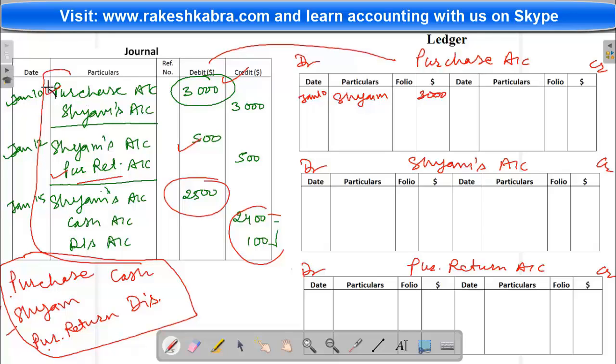Posting completed in which account? Purchase account. Now I have to make posting in which account? Shyam's account. The next account is Shyam. Now tell me, is Shyam's account debited or credited?